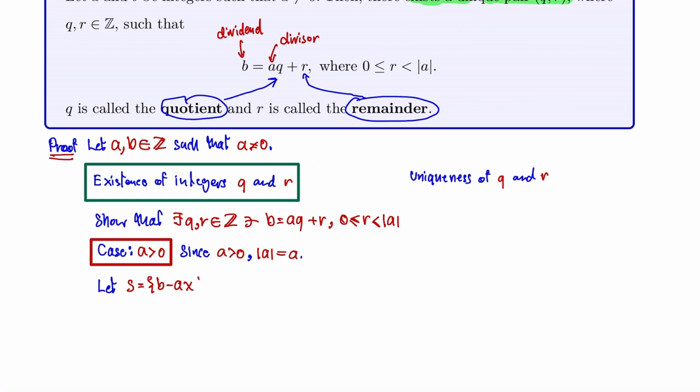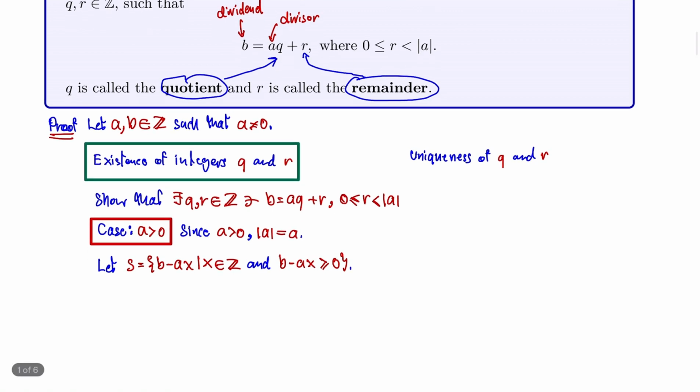So what is x? x is an integer. And what next? We have b minus ax must be greater than or equal to 0. That's what we want. So we let S be this set, and we will show that this set is not empty. So let's claim that set S is not empty.